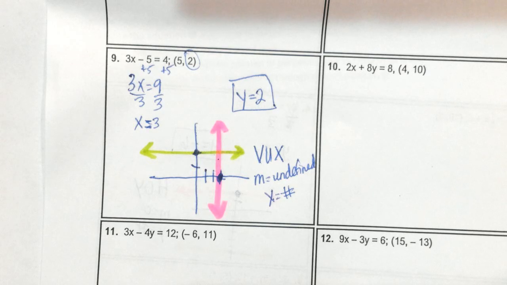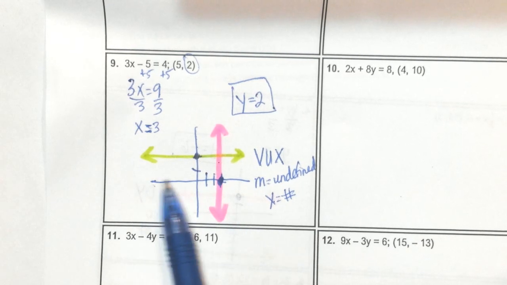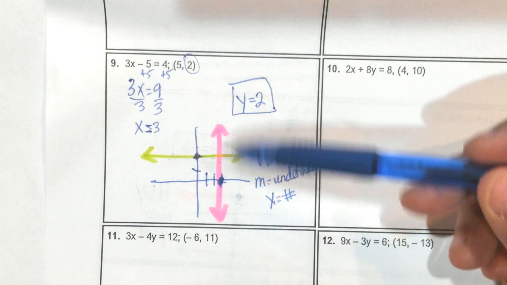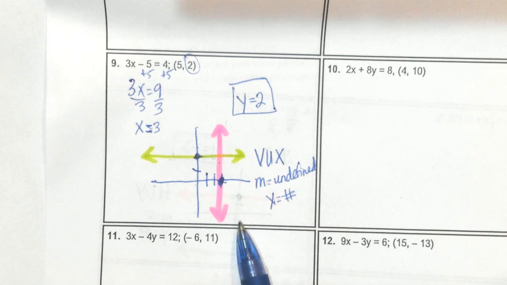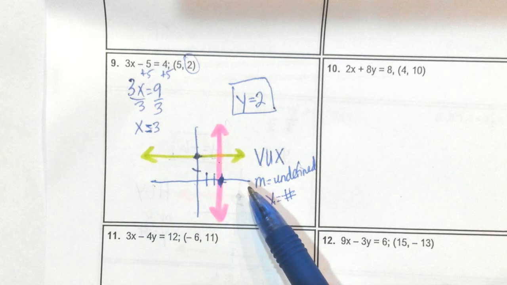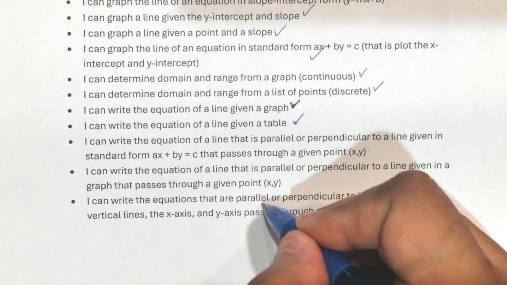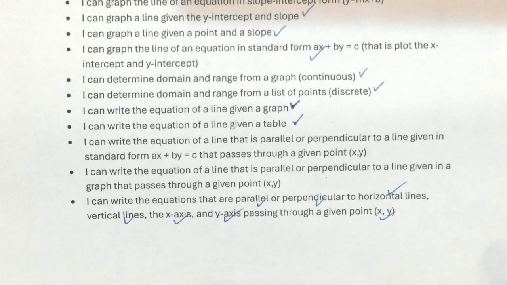So there you go. If this was my x-axis, the x-axis is a horizontal line, so parallel to that would be another horizontal line. But perpendicular to the x-axis would be a vertical line because it's going up and down. Again, it crosses it. So x equals 3 would be perpendicular to the x-axis, and vice versa with a y. Okay, there we go. That is parallel, perpendicular between the vertical lines, x-axis, y-axis, and the horizontal given a point.